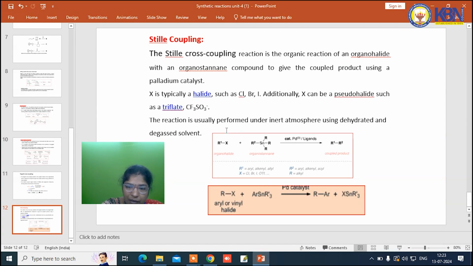It can be prepared under inert atmospheric conditions by using dehydrated and degassed solvent. Finally, we get the coupled product. Here, aryl or vinyl halides on treatment with organostannanes, this alkyl group is coupled with this aromatic group. We can prepare a simple carbon-carbon sigma bond by using the Stille coupling reaction with palladium as catalyst.